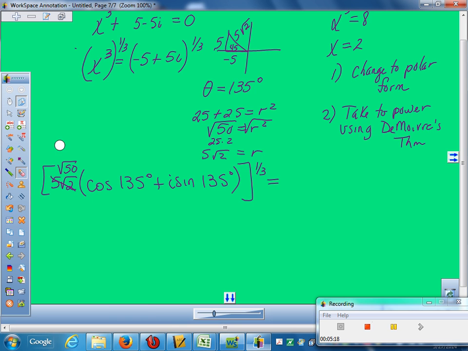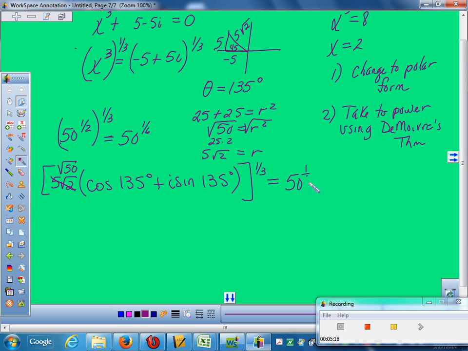Would you agree that square root is a 1/2 power? Yeah. And I'm taking it to the 1/3 power? Yeah. So what do I get? I get the 1/6 power. I simply multiply them together. You knew that from algebra. So you can just leave it as 50 to the 1/6 power. It's fine that way. What do I do to the angle?